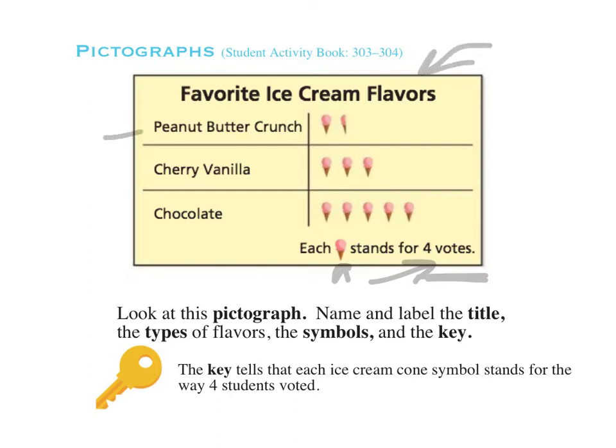So the title is up top, favorite ice cream flavors. You have the 4 different types, peanut butter, cherry, vanilla, chocolate. The symbols are the ice cream cones, and the key is on the bottom. So that means one of those cones means 4 votes.